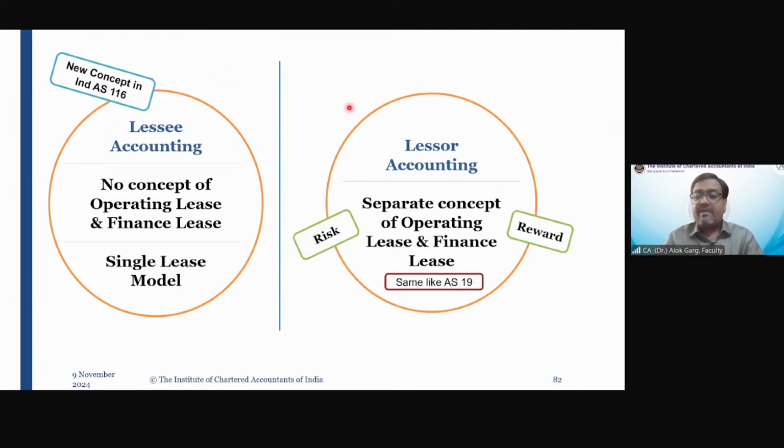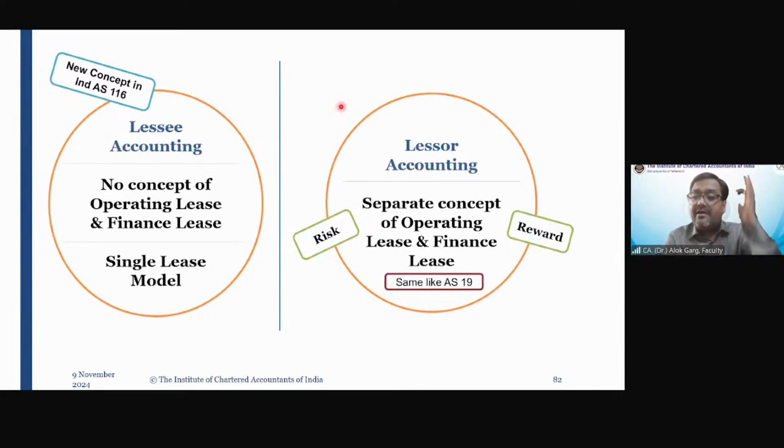So friends, whatever we have studied so far was lessee accounting. It was accounting in the books of the lessee. So what we are going to learn now is lessor accounting. And friends, there is a concept of operating lease and finance lease from the lessor perspective. From the lessee perspective, there was no concept of operating lease and finance lease under Ind AS 116. But from the lessor perspective, there is a concept of operating lease and finance lease under Ind AS 116.